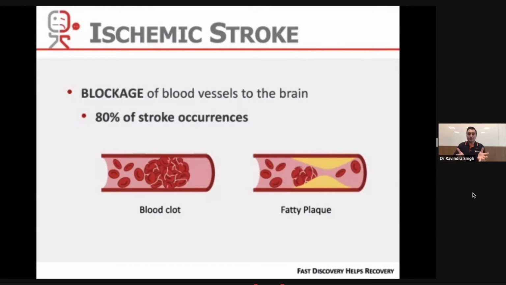Now there are two types of stroke. I divide them into clotting type of stroke and bleeding type of stroke. We talk about the clotting type of stroke. This is known as ischemic stroke: blockage of a blood vessel to the brain by either a blood clot, as you see in the picture, or by a fatty plaque or a cholesterol plaque. That is called ischemic stroke. It comprises around 80% of stroke occurrences.